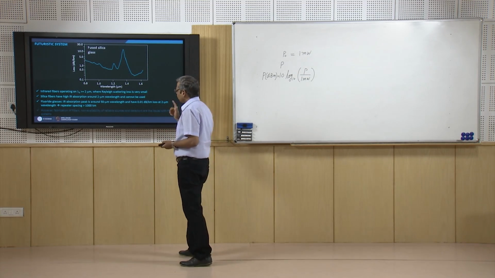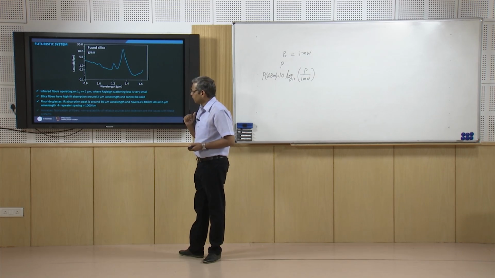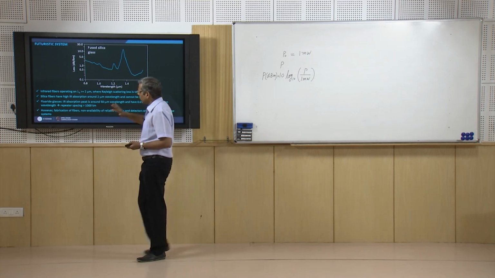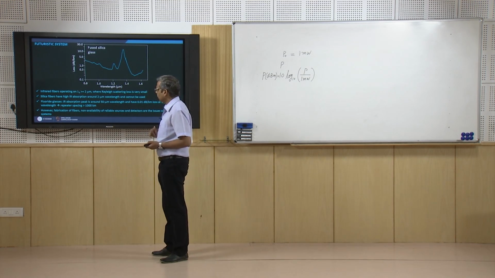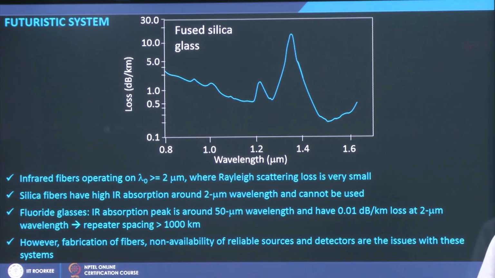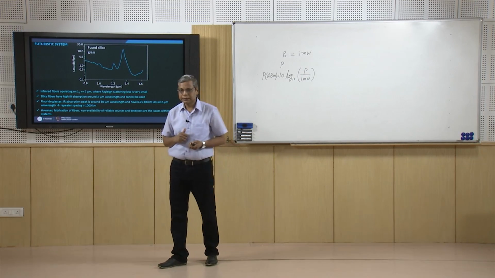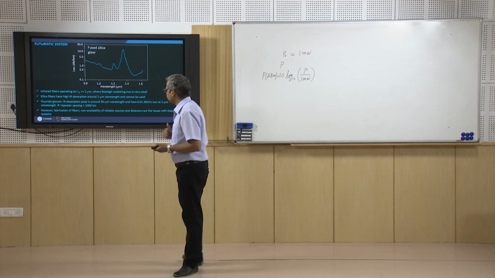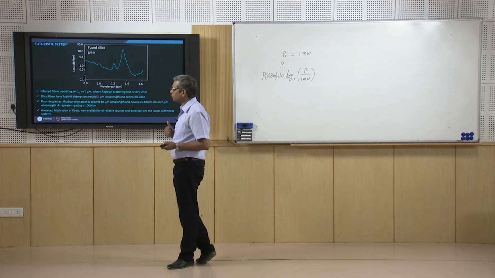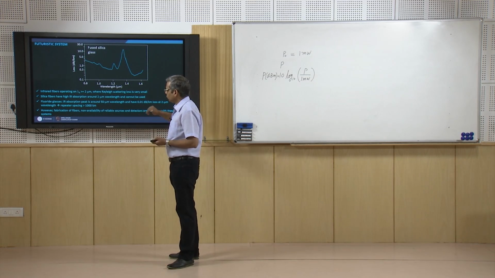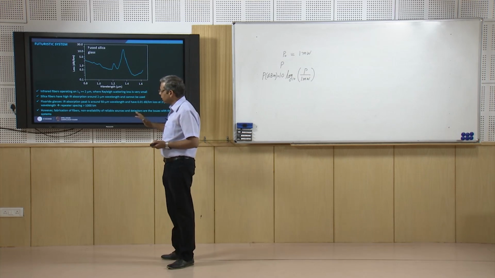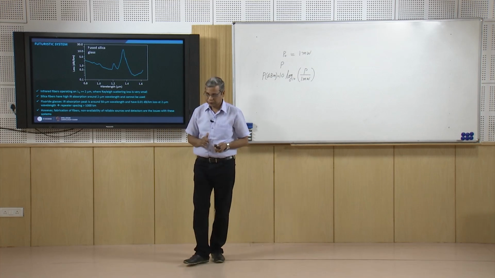However, there are fabrication problems of the fiber. Then we need to have sources at 2 micrometer wavelength which we can use, and we should have detectors at 2 micrometer wavelengths. These reliable optical sources and detectors are still not available. Work is going on, but they are not fully commercialized. So these are some issues with the fluoride glass fiber system.